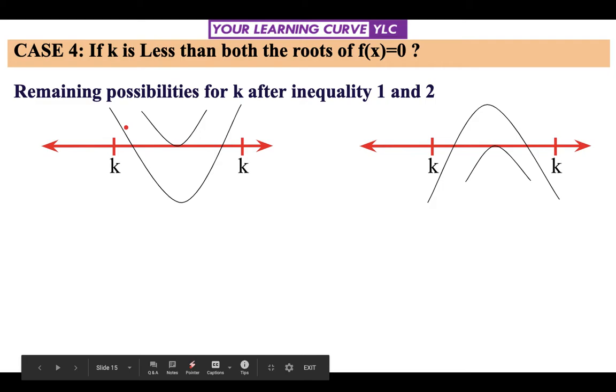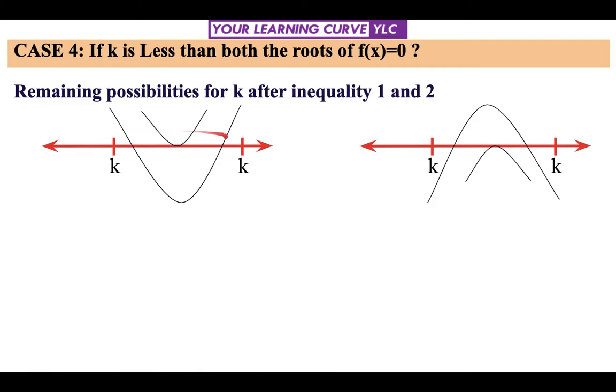In the previous case we have ensured that k lies towards the right of the parabola. In this case we will be eliminating this possibility. We will be ensuring that k lies towards the left of the parabola, that it is less than both the roots of the quadratic f of x is equal to 0. So here we will make sure that the vertex of the parabola lies towards the right of k, or the x coordinate of the vertex is greater than k.